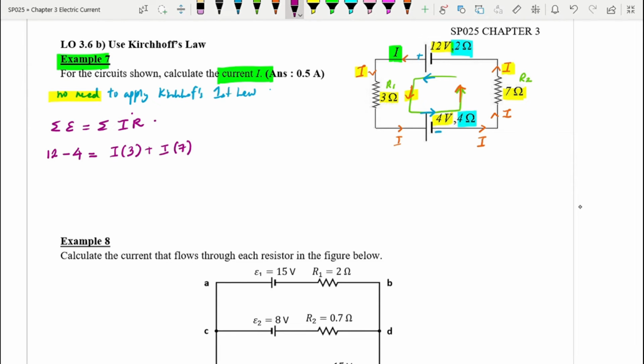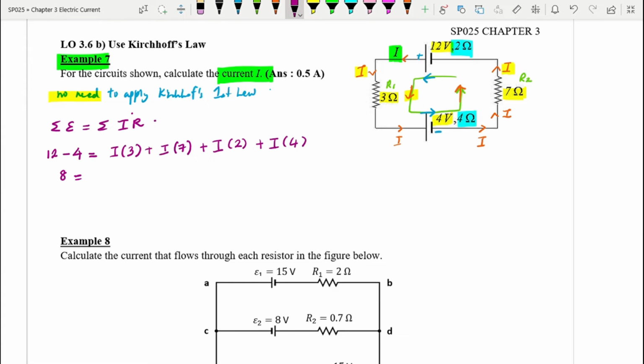So, dalam kes ni, kita hanya perlu darabkan I dengan internal resistance 2 ohm, I, internal resistance 4 ohm. So, basically, oh sorry, tak perlu letak unit, sebab memang direction of loop sama dengan direction of current. So, that's why dia semua positif. Okay, so 12 minus 4 is 8.